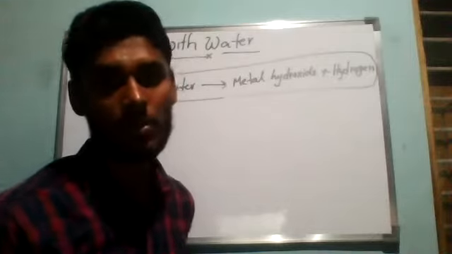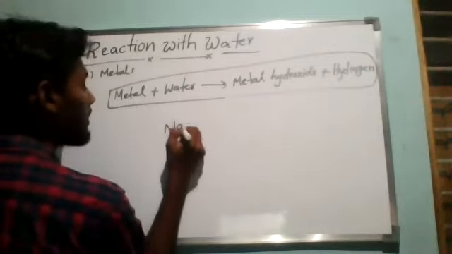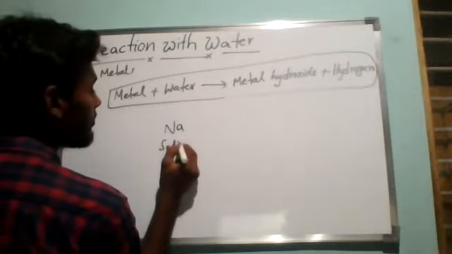Suppose we take, for example, sodium. Sodium is a very reactive metal. The symbol of sodium is Na. You remember, it has been taken from the Latin word.